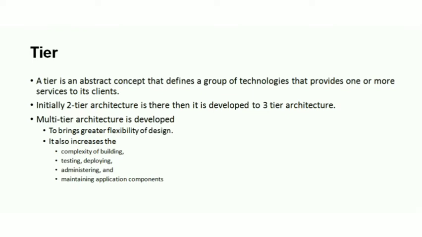After developing the three tier architecture, multi tier architecture was developed to bring out flexibility of the design, or flexibility of working. The maintenance is also less when you work with multi-tier architecture. It also increases the complexity of building, testing, deploying, administrating, and then maintaining the application components. It also becomes less when you are working with the multi-tier architecture.